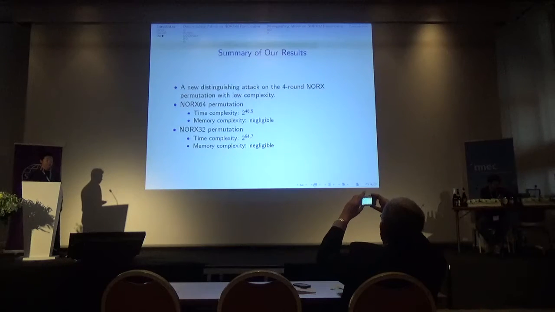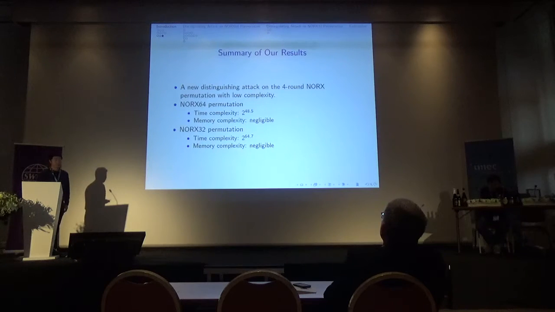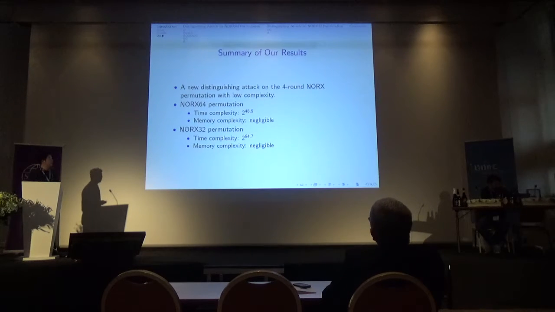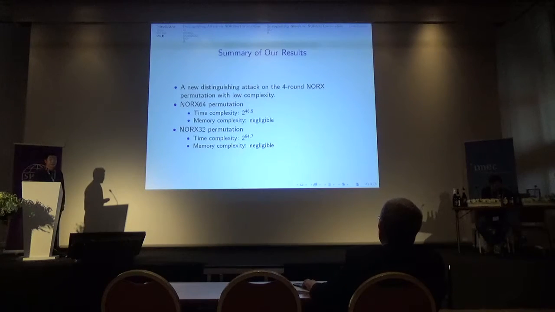First, a summary of our results. Now we propose a new distinguishing attack on the 4-round NORX permutation with low complexity. For the NORX 64 permutation, the time complexity is 2^48.5. And for NORX 32, the time complexity is 2^64.7, and the memory complexities are negligible.